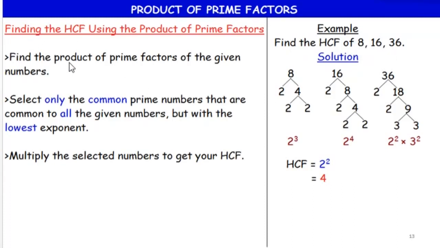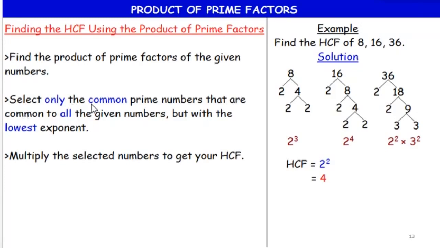Right? So here, the first thing we are going to do is find the product of prime factors of the given numbers, right? So for 8, we are going to find the product of prime factors, and that will give us 2 to the power 3. I believe you are now acquainted with how to find the product of prime factors of any given number, right? So for 16, we are going to get 2 to the power 4. For 36, we are going to get 2 to the power 2 times 3 squared. Okay, let's now move on to the second step.